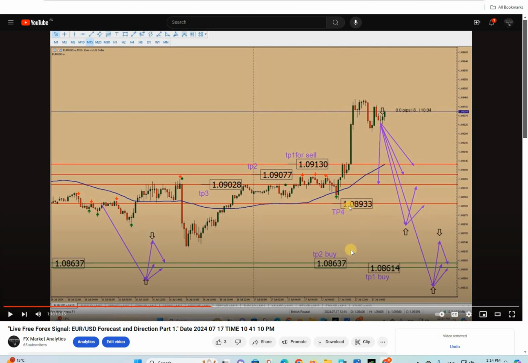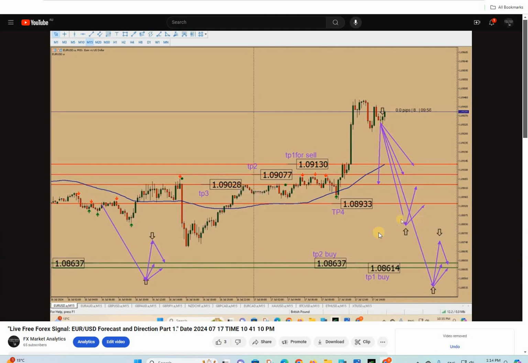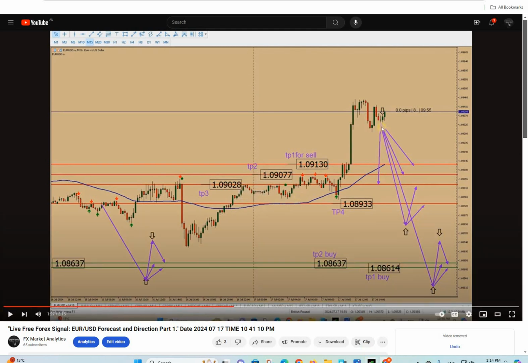Okay, as you can hear and see, I mentioned price needs to come. If we get a signal from our software, a red signal in this area, then we can enter those trades. And I said what I have said, 1.08933, and also this level of 1.09228. So okay, let me go to the chart now.